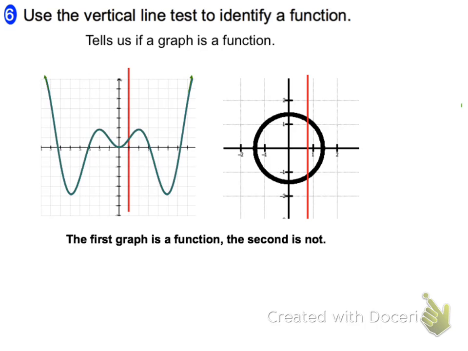All right, now we're going to talk about the vertical line test. The vertical line test is used when you want to identify if a graph is a function. So if you have a picture of a graph and we want to know if that picture is a function, we can use the vertical line test. The way it works is you draw a vertical line, they're drawn in red here, anywhere on the graph. Anywhere on the graph, if your vertical line touches more than once, then we say it's not a function.